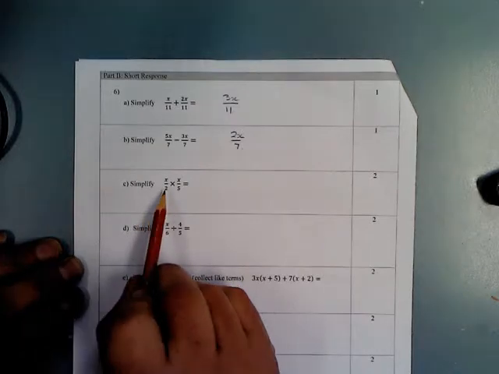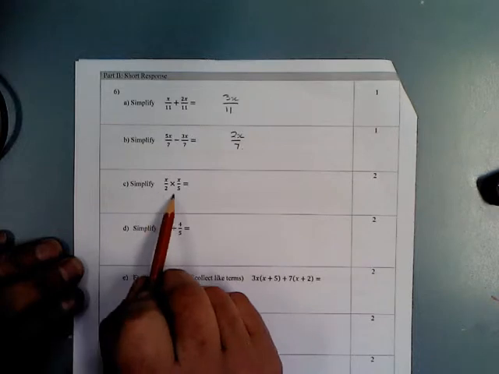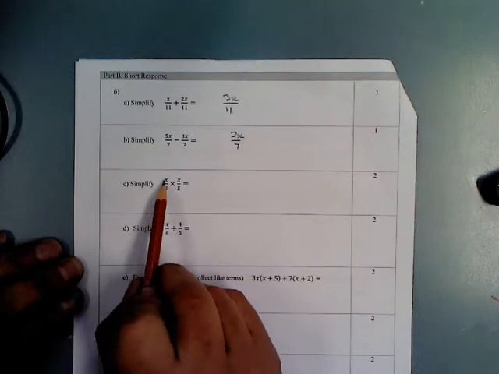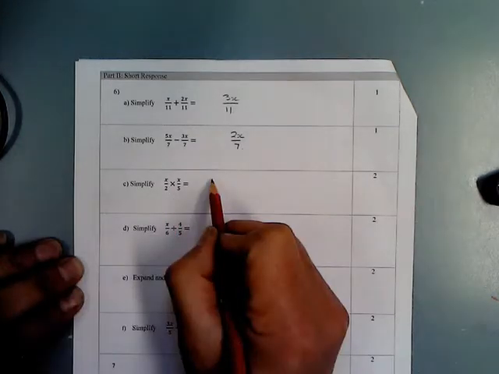In multiplication, we simply multiply the numerators together and the denominators together. So in this case here, we will have x squared over 2 times 5, which is 10.